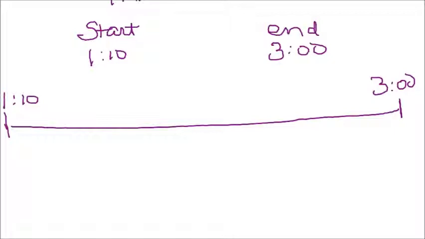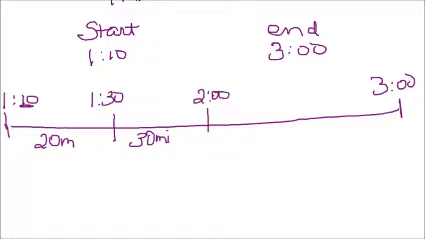And I look at this and I say, okay, well, 1:10 is going to be closer to the 30 than to the top of the hour. From 10 minutes after to 30 minutes after, that is 20 minutes, and that would give me a time of 1:30. Then to get to the top of the hour, I would add 30 minutes, and that would make the time 2 o'clock. Then I'm trying to get to 3 o'clock, and really all I need is 1 more hour. And so then I'm at 3 o'clock.